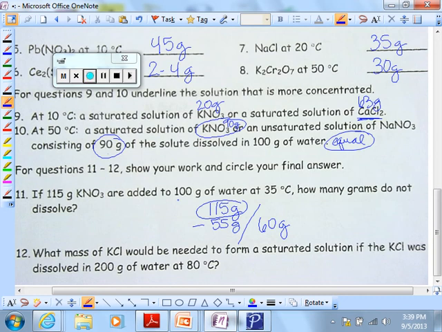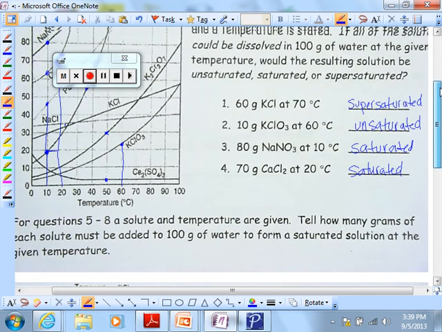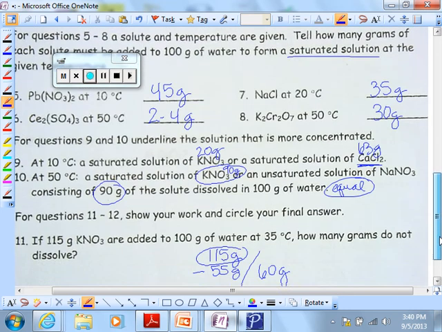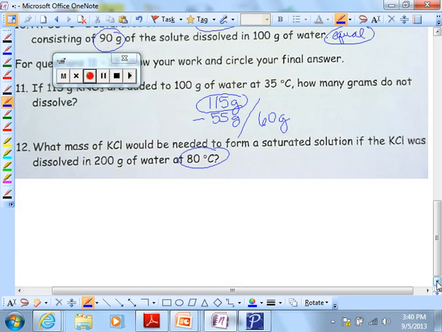All right, and lastly, 12. What mass of potassium chloride would be needed to form a saturated solution if the potassium chloride was dissolved in 200 grams of water at 80? So we're going to look at potassium chloride at 80. Okay, now, would that be the answer? No. Why not? Because we want to put it in 200 grams, not the 100 grams of water that the chart gives.